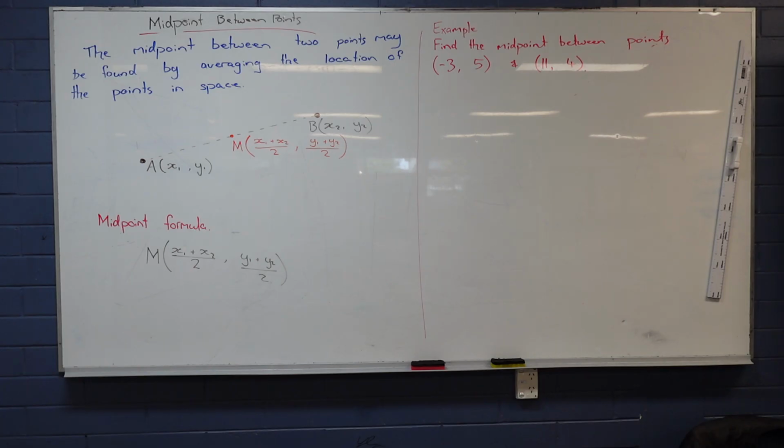So suppose, for example, we have: find the midpoint between the points -3, 5 and 11, 4. Hands up, what do you think we're going to do to find the midpoint here? Any ideas? The formula. We just apply the formula.